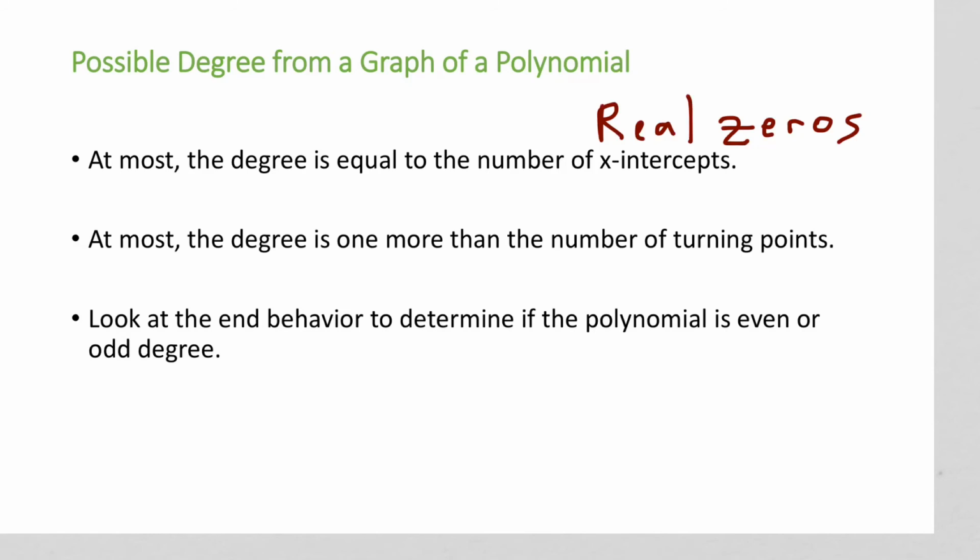So at most, the degree is equal to the number of x-intercepts, and it could be less, because you could have a 0 with a multiplicity. All right? So at most, the degree is 1 more than the number of turning points. And I'll show you what that means as a picture. And then, of course, we already talked about if you look at the end behavior, you can determine whether the degree is even or odd. So let's look at a few graphs and see how these ideas make sense.